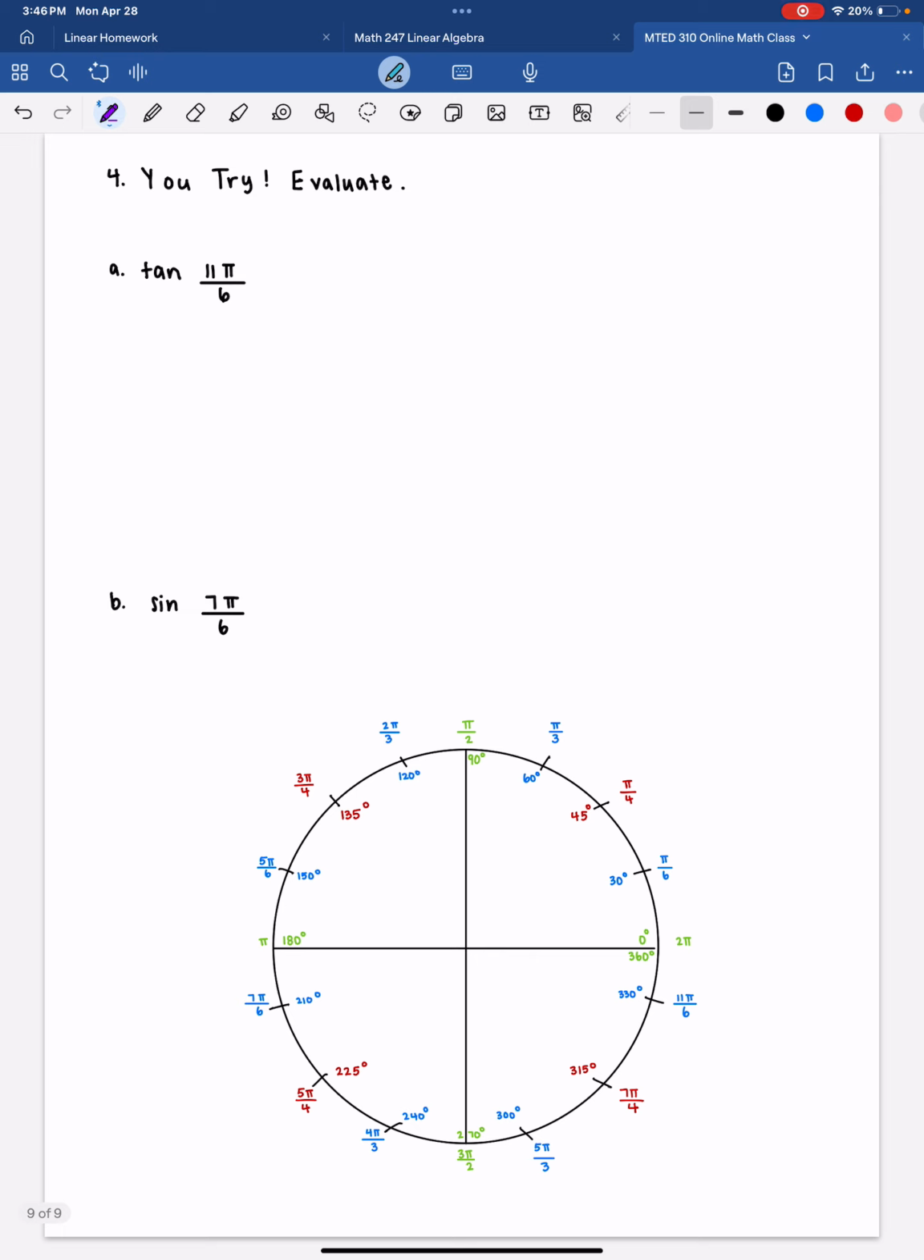Now I'm going to have you guys go ahead and try to evaluate on your own. I know we did not do the tangent functions together, but if you need to remember what tangent is, go ahead and go to the first slide to remember what you are looking for. Just a quick note, you are going to need to multiply, so just be ready for that. And then you're going to be solving for sine.